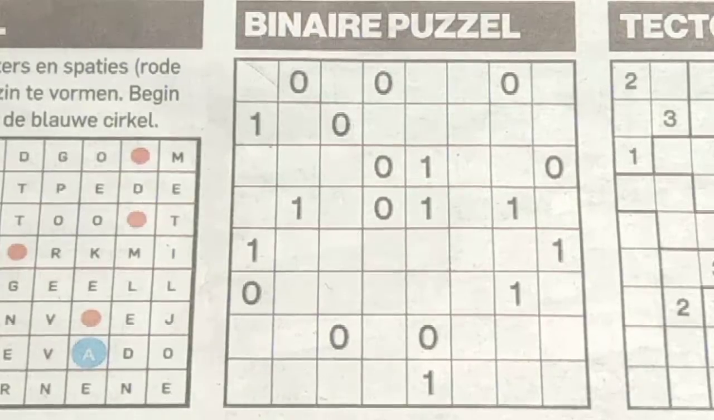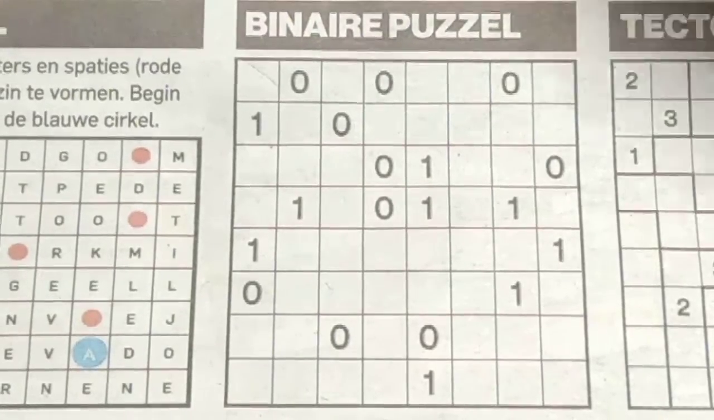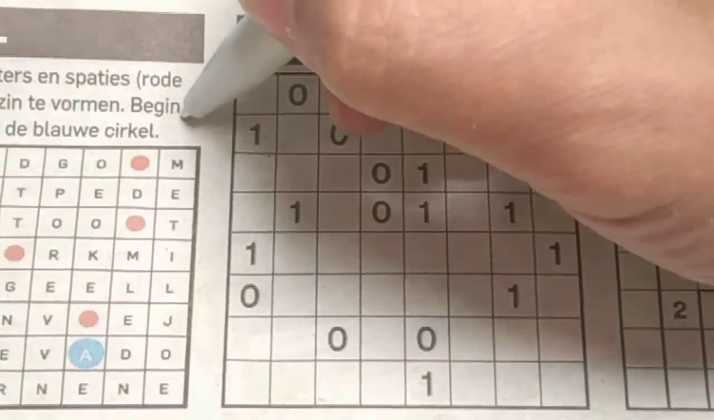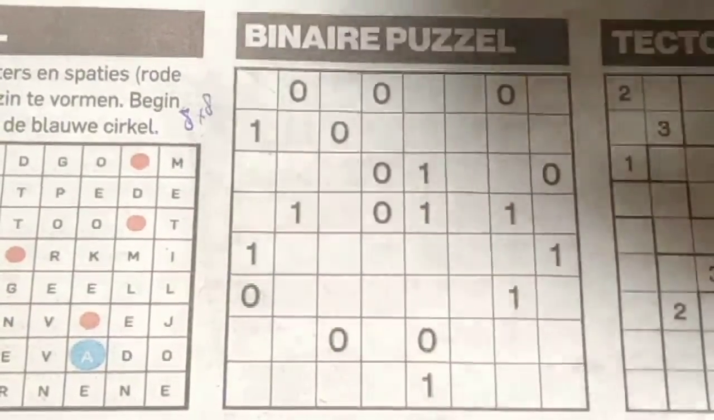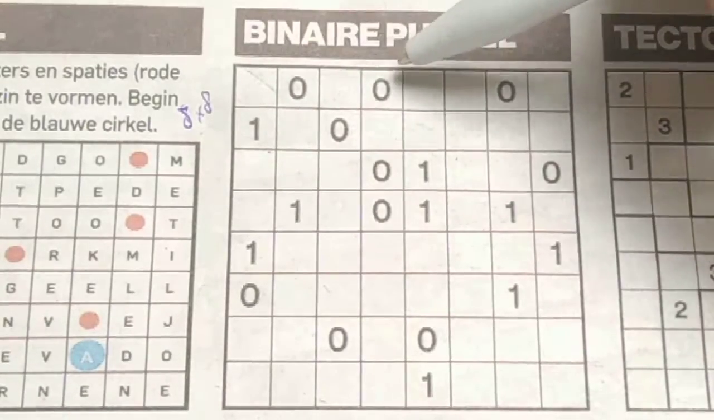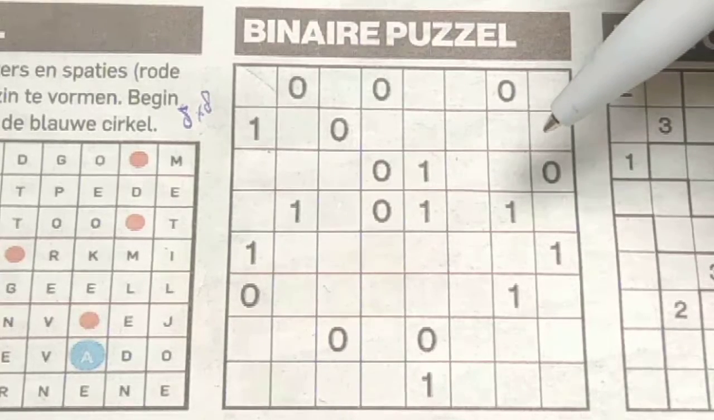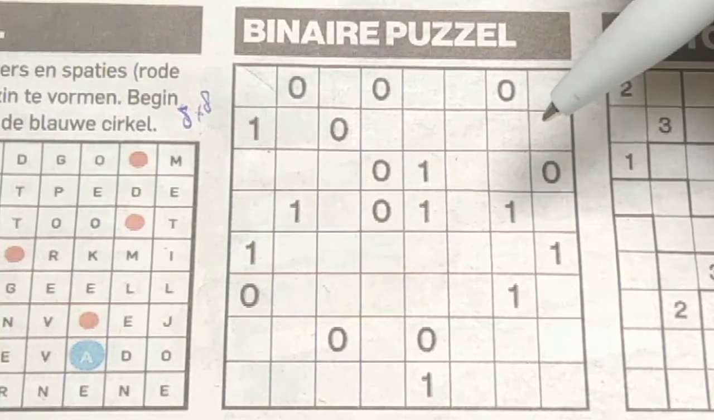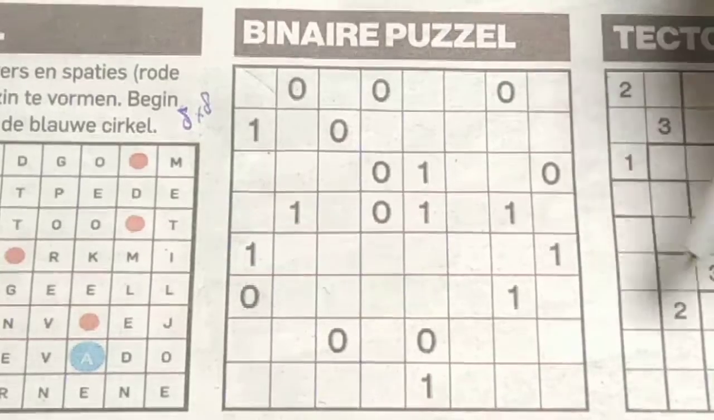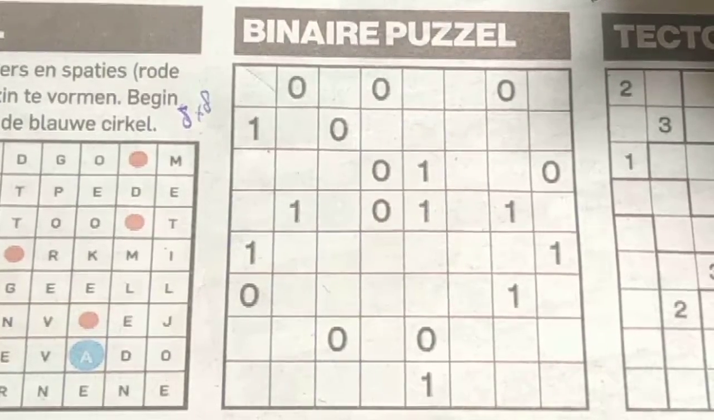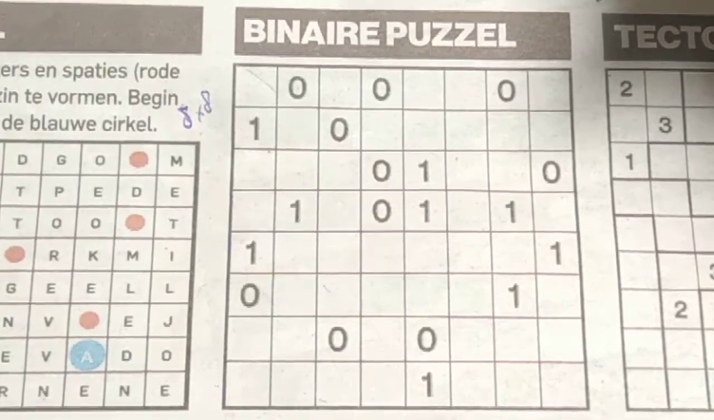We will continue with the binary puzzle and let me count first. 1, 2, 3, 4, 5, 6, 7, 8. It's an 8 by 8 binary puzzle. That means a row or a column contains only 4 O's and 4 ones. Yes, that's the rule. And no identical columns or no identical rows. So let's get started.